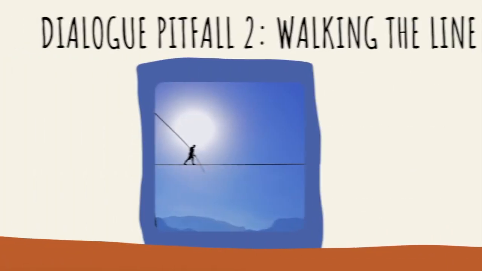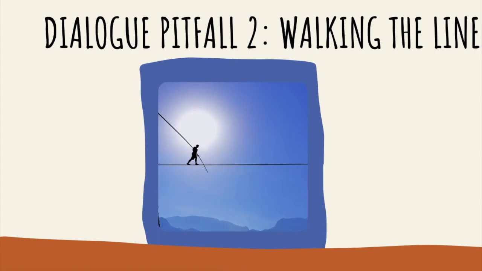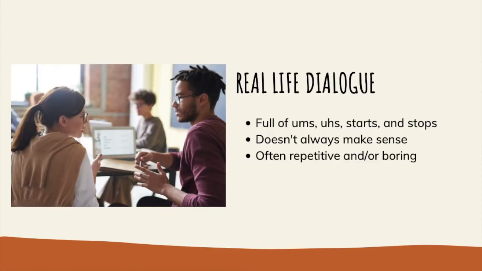The second pitfall is the hardest thing about writing dialogue, and that is walking the line between making it realistic and keeping it interesting. Let me show you what I mean. So we have dialogue in real life, right? Anytime you're talking to someone, you're having a dialogue. But in real life, our dialogue is often full of ums and uhs and starts and stops. We don't talk like characters in a book. We're a lot messier. And we're also pretty boring.